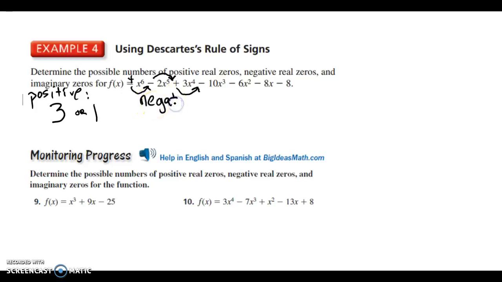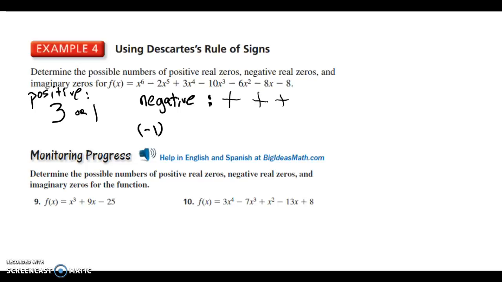To figure out how many negative, the first thing you need to do is plug in -1 for all the x's. The shortcut method would be any power that is odd, change the sign. So x to the 6 is positive, and it's an even power, so the sign is going to stay positive. -2x to the 5th is an odd power, so change the sign in front, so it's going to turn positive. 3x to the 4th is a positive term with an even power, so keep the sign.